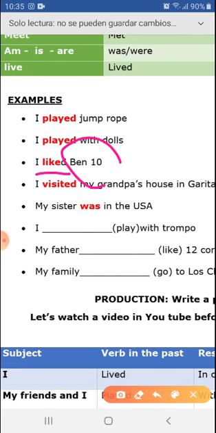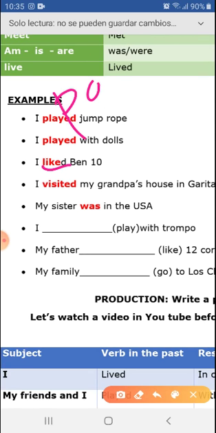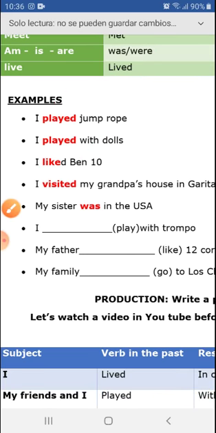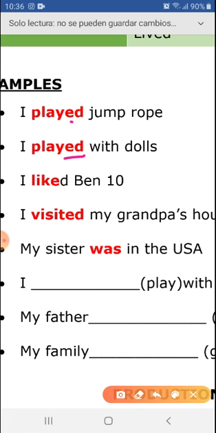I liked Ben 10, yes? I liked Ben 10. Liked is a regular verb in the past. Remember, todos los verbos regulares, all the regular verbs, they finish in ed. Ed, ed, ed. Todos los regular verbs in English in the past, they finish in ed.